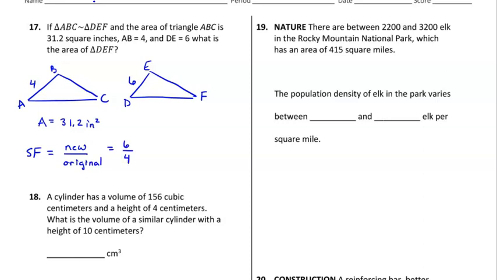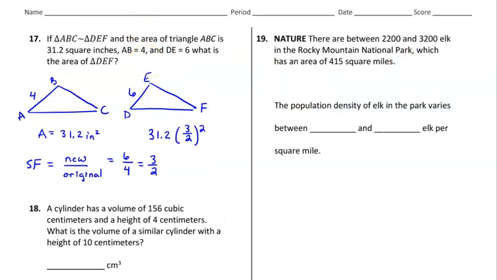If we had something like perimeter, you would just take the perimeter, multiply it by its scale factor, and then you get the new perimeter. But because we're dealing with two different dimensions, and 6 over 4 is the same as 3 over 2, what you're going to do is 31.2 times 3 over 2, which is the scale factor, squared. So for area, you need to do the scale factor squared. And that might be something that you need to add to your reference sheet.